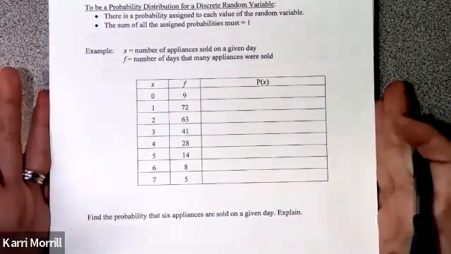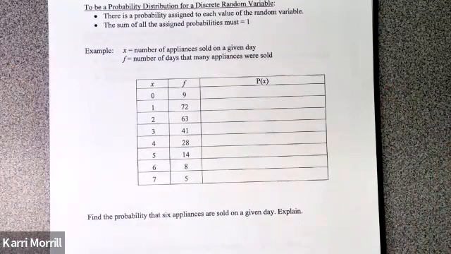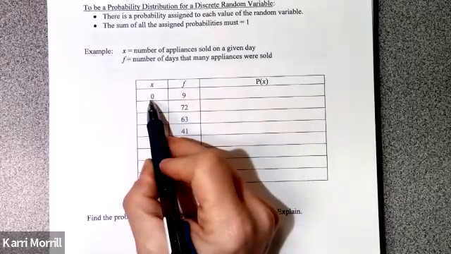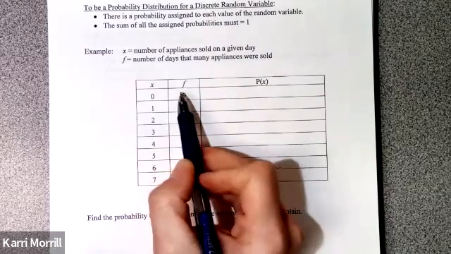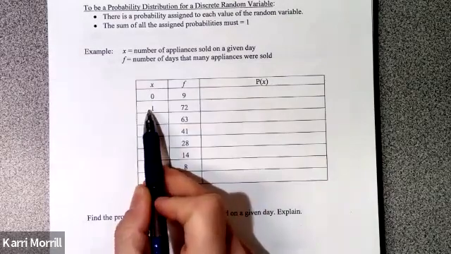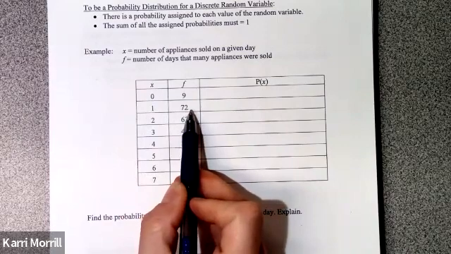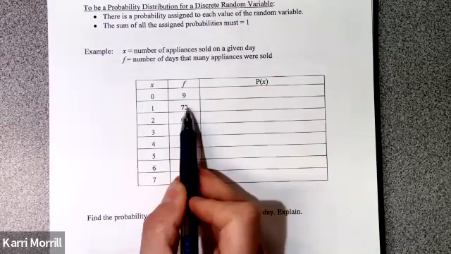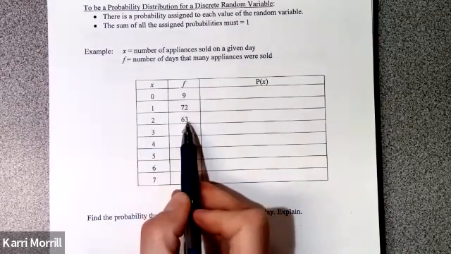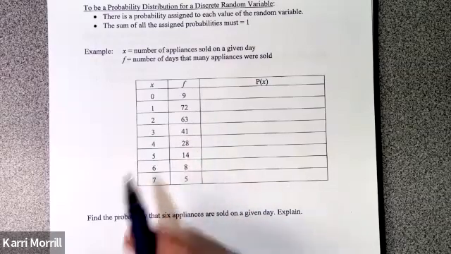It says, for example, X is going to equal the number of appliances sold on a given day. And F is going to be the number of days that many appliances were sold. So for zero, there were 0 appliances sold for 9 days. There was at least 1 appliance sold for 72 days. 72 days out of the calendar, the given amount of days that they were observing, for instance. 2 for 63 days of it, 3 for 41 days, and on and on.